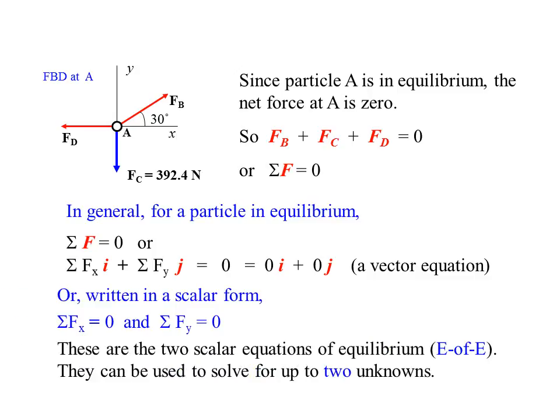To write these in scalar form, we simply have these two equations. The sum of the forces in the x direction equals zero, and the sum of the forces in the y direction is equal to zero. These are the two scalar equations of equilibrium for this planar analysis or coplanar system. They can be used to solve for up to two unknowns. We have two equations, so we can solve for up to two unknowns in our problem.